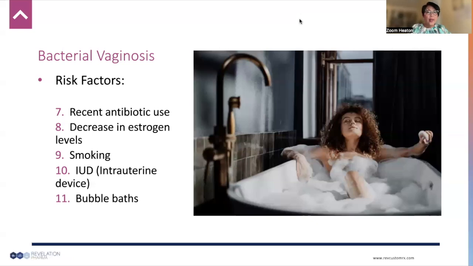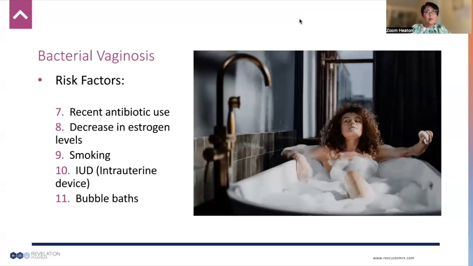Okay, some other risk factors. Recent antibiotic use can alter the vaginal flora, and some antibiotics, like broad spectrum, have a wider target reach, which can wipe out normal vaginal flora. Decreases in estrogen levels can cause environmental changes, and it can cause issues with bacterial growth.